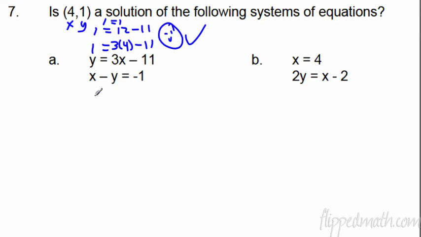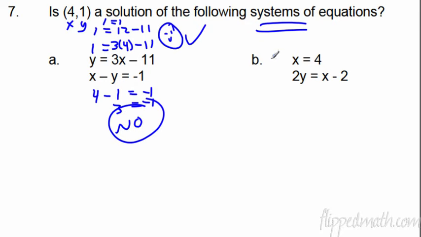So I plug this one in here. Is 4 minus 1 equal to negative 1? No, that's not right. That's 3 equals negative 1. So this does not work in either one. It is not a solution of the system of equation here. Your answer to 7A is no.